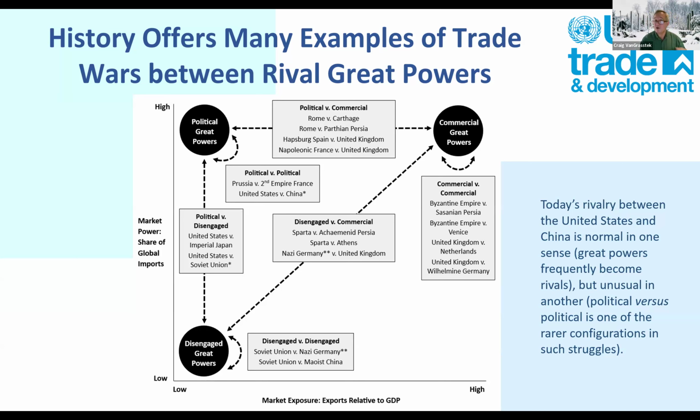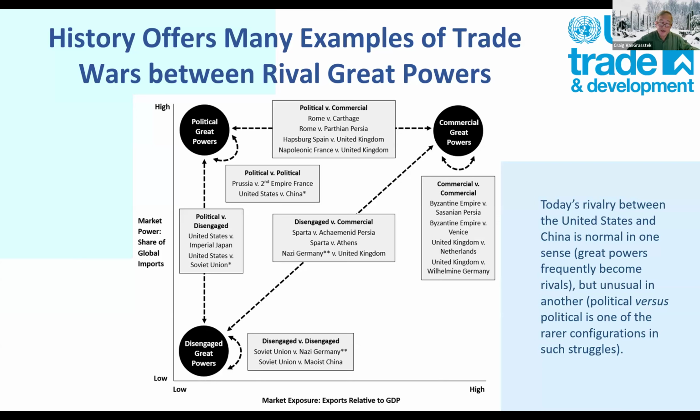If you want to see commercial great powers fighting one another, look at the Byzantine Empire versus the Sasanian Persians, the United Kingdom versus the Netherlands, and the United Kingdom versus Wilhelmine Germany and what led up to World War I. Commercial great powers fight one another. You can see examples of political versus commercial powers, Rome versus Carthage, and disengaged versus commercial powers, Sparta versus Athens. One thing that is relatively rare historically is a political great power versus another political great power, but that's what we have in the case of the United States versus China. These are both political great powers.